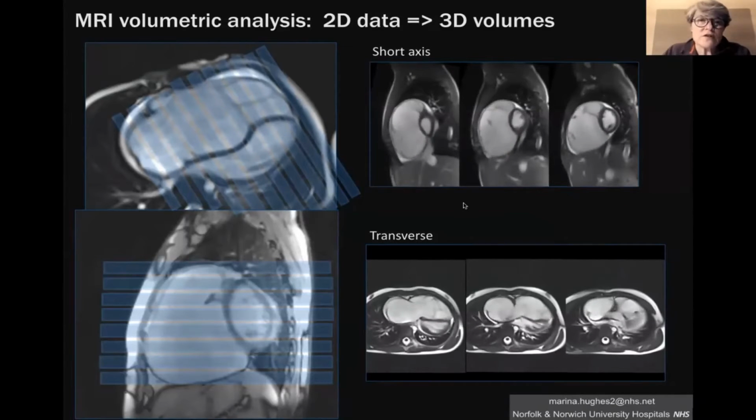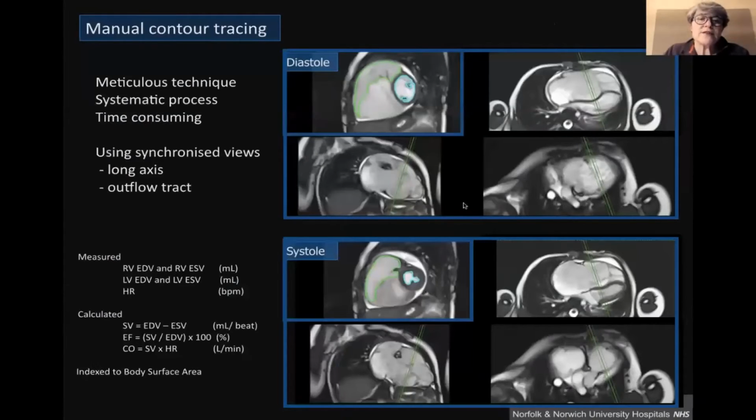And whatever view this is done, the crucial thing is to be able to match the slice position that's being measured to perpendicular views in all planes, so that precision can be gained with determining the margins of the ventricle and the atrium. And although this is very time consuming, with systematic process and careful standardization, it really can be done reproducibly and reliably and accurately.